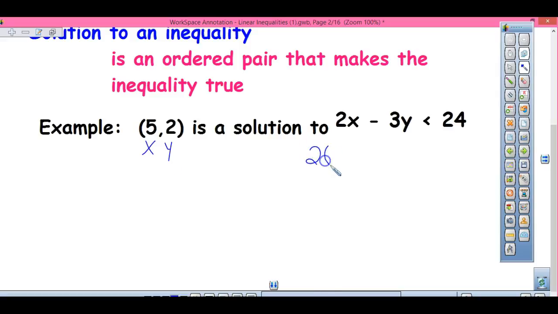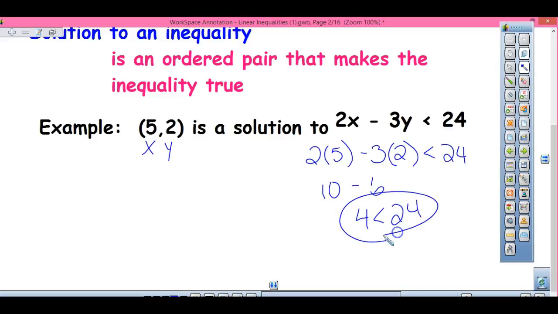So 2 times, what is my x? 5. Minus 3 times, what is my y? 2 is less than 24. So what is my 2 times my 5? 10 minus my 3 times my 2? What do I get? So it's asking, is 4 less than 24? Yes. So in this case, we would say yes, it is a solution.